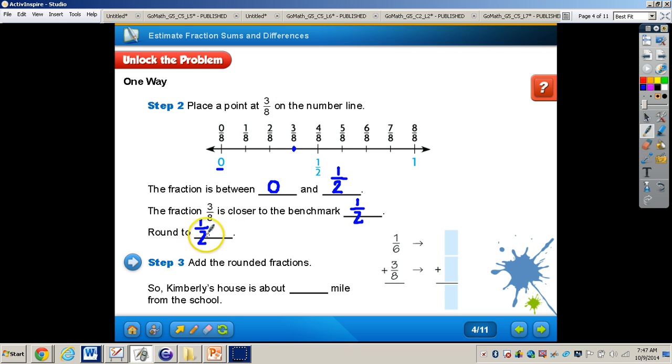Now from here, step 3, we're going to add the rounded fractions. Pretty simple now. 1/6 is rounded to 0. 3/8 was rounded to 1/2. Now we have 0 plus 1/2 is going to give us 1/2. Is that the exact answer? No, this is an estimate. So Kimberly's house is about 1/2 mile from school. So we can see a way to round the fractions by using a number line, thinking of those benchmarks of 0, 1/2, and 1, and then rounding accordingly.